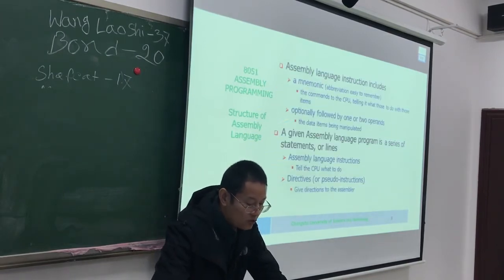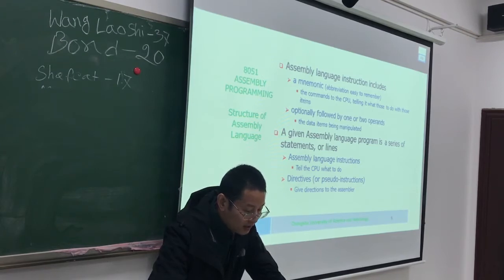An assembly language instruction includes a mnemonic, which means symbols: an abbreviation easy to remember. These are the commands to the CPU telling it what to do with those items. Optionally, it is followed by one or two operands, the data items being manipulated.